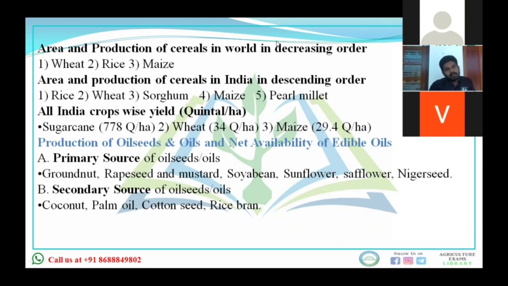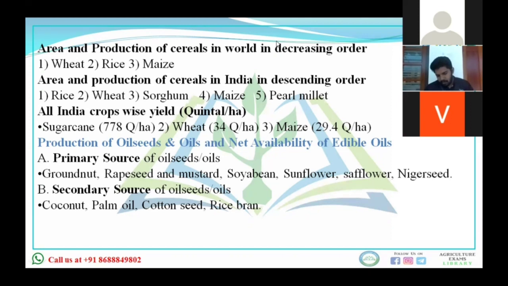Maize. Okay, the right answer is wheat, because sugarcane has the highest productivity overall, but I asked about the cereals. In cereals, the highest yield comes under wheat. It's 34 quintal per hectare. Sugarcane followed by wheat, then maize.